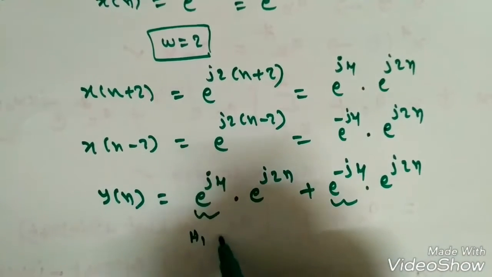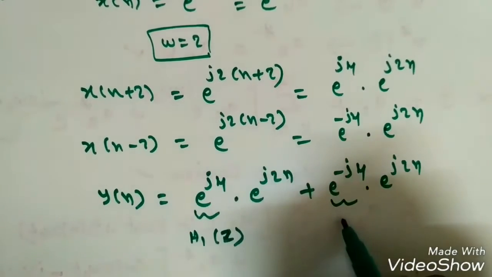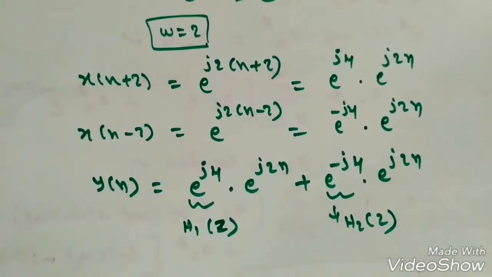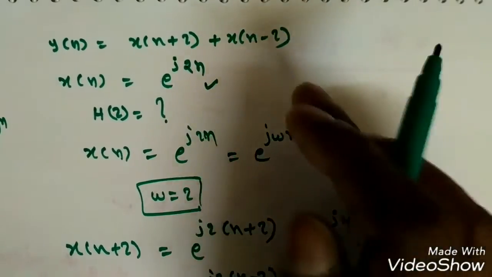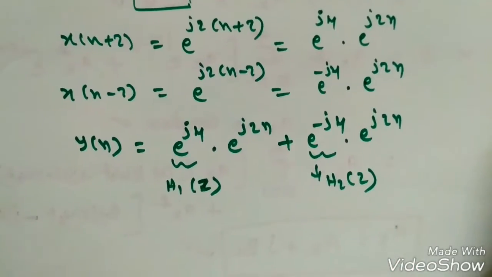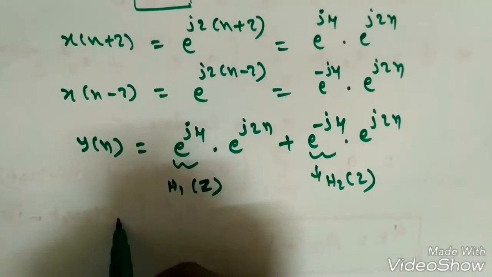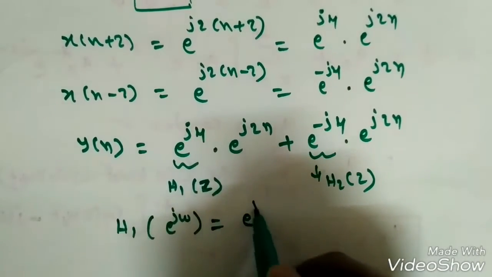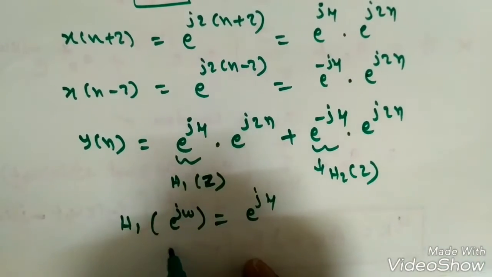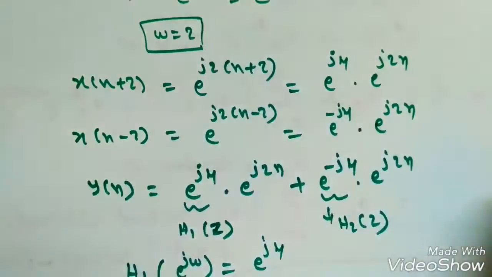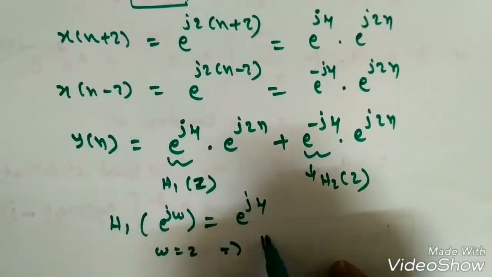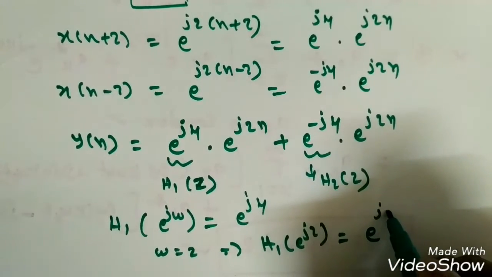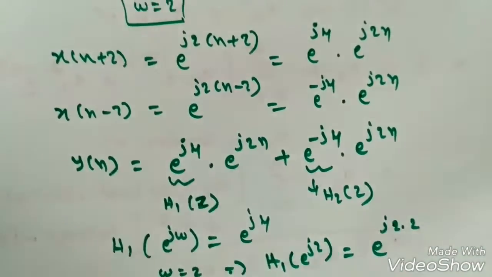That is, this one is h1 of z and this one is h2 of z, right? So it's like a linearity property. How many signals are there? They will simply be added here, and we get the same like this. Two functions we'll get. So what is h1 of z? z is equal to e power j omega, which is equal to e power j4, right? What is omega? We have found already omega equal to 2. So omega equal to 2 means h1 of e power j2 is equal to e power j2 into 2, right?